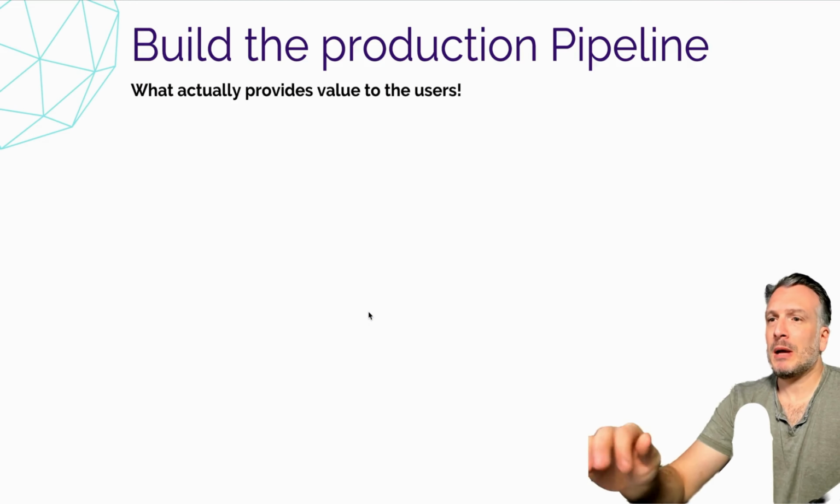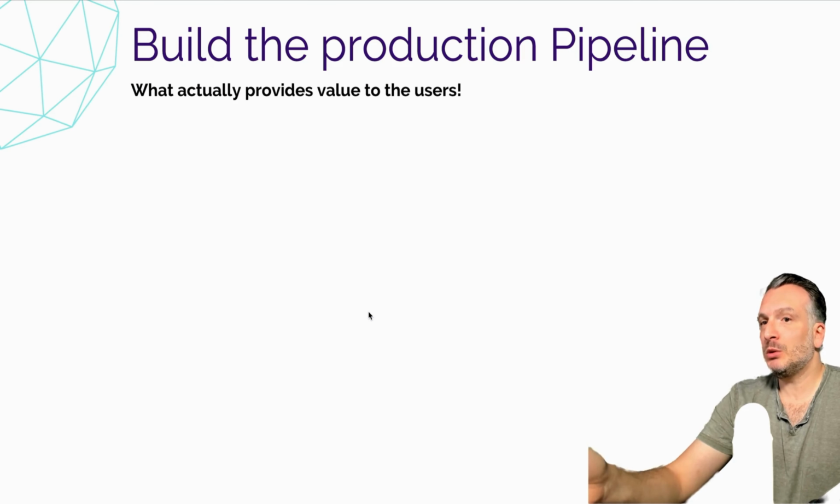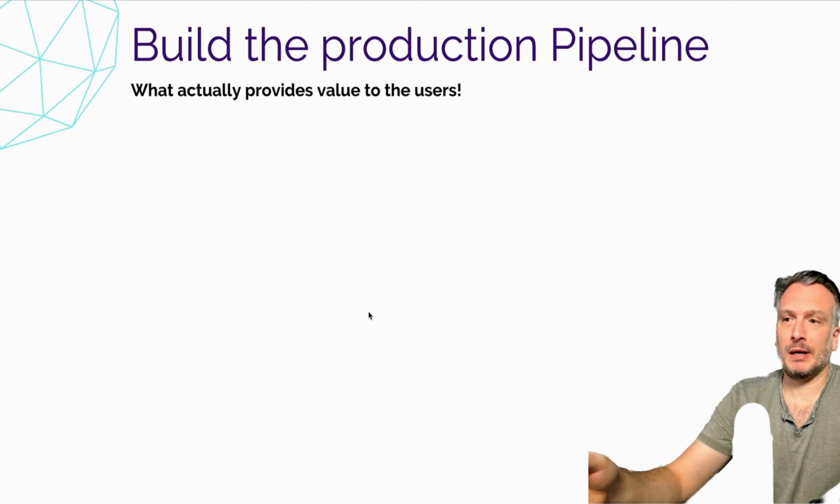The production pipeline is what actually provides value to your users. The production pipeline is an extension of the training pipeline, and it is driven by the business use case. How do you actually expose the model to your users? Do you need to build an API for accessing the data? What level of security do you require? Do you need a post-processing module to make the model inference useful?